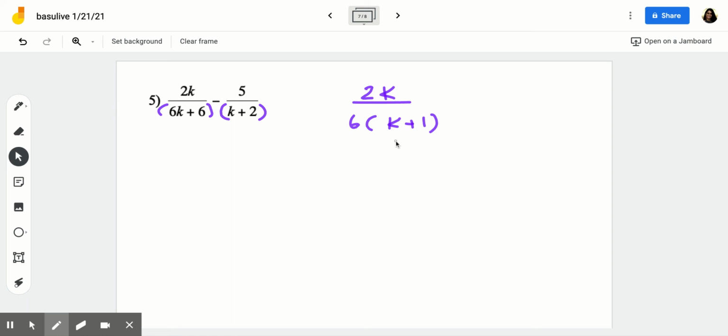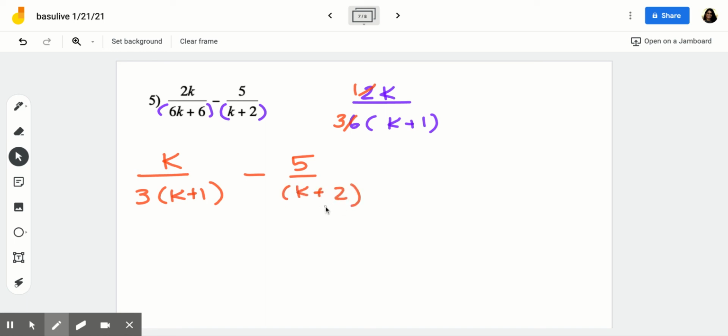Now, what does that help? Well, you are allowed to cancel, because otherwise I have to put a 6 as part of my common denominator. But you know what? I'm just going to cancel this 2 and this 6. 2 goes into 6, 3. So I am going to rewrite the entire first fraction as 1k, or just a k. So all that's left on top is a k, and on the bottom is a 3, parentheses k plus 1, minus 5 over k plus 2.